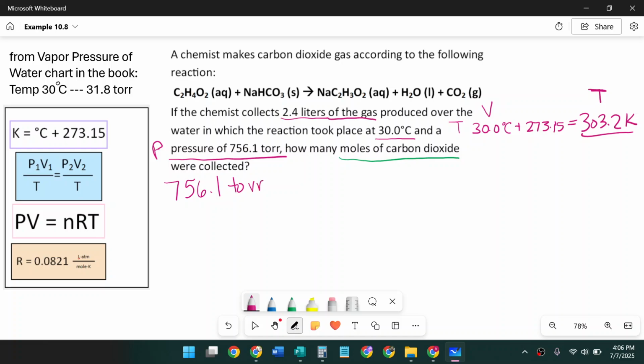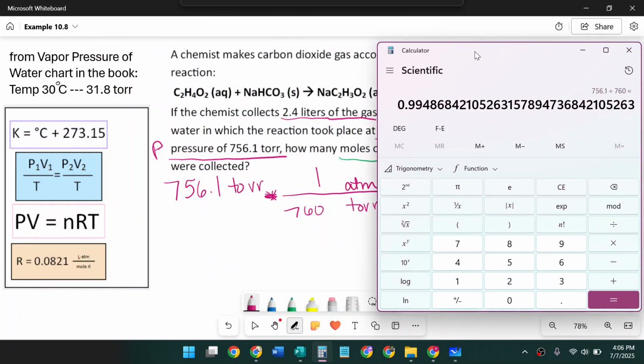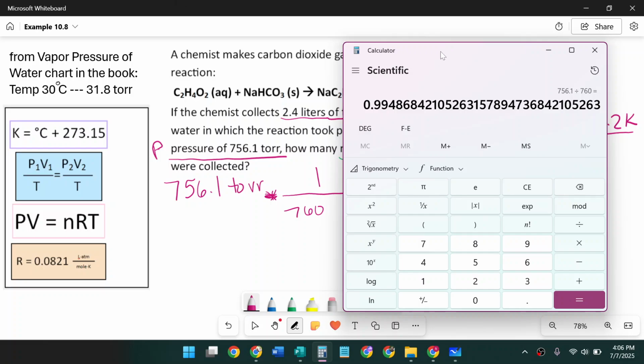756.1 torr. And if you remember, 1 atm is equal to 760 torr. And so we can convert that to the atm that we need. So 756.1 divided by 760. Wow, that's really long. All right, so in this one, the 760 is exact, so we don't have to worry about that number. We just have to worry about the first one, 756.1. Oh, you know what?